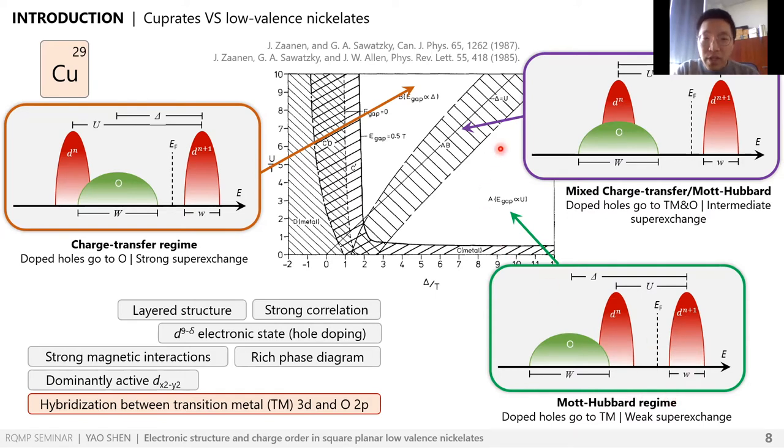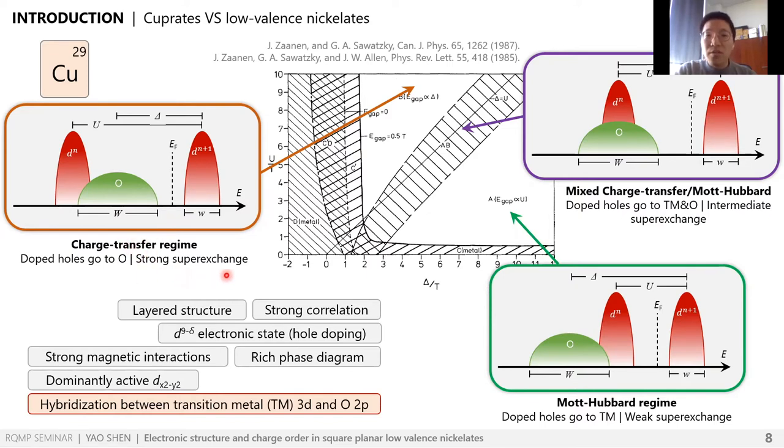And if you look carefully, there is an intermediate phase marked as AB in the phase diagram. That's a mixed charge transfer Mott-Hubbard regime, an intermediate phase between the Mott-Hubbard and the charge transfer. And as you can expect, if you dope holes, they will go to both the transition metal side and the oxygen side, and the superexchange will be somewhere between the charge transfer and Mott-Hubbard. So we know the cuprates belong to the charge transfer regime with very strong superexchange.